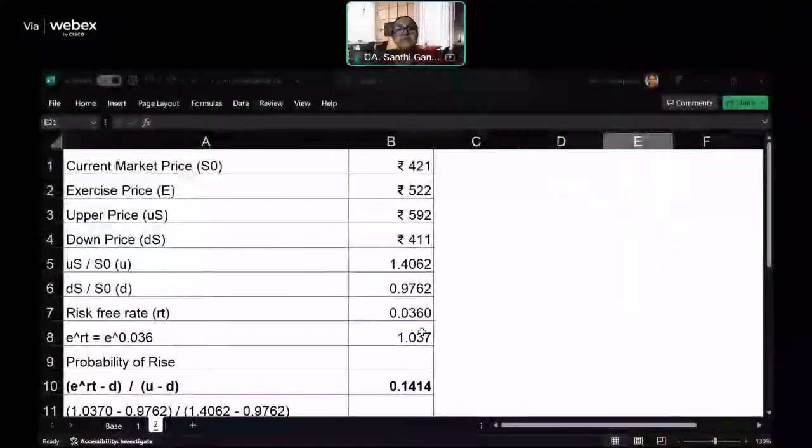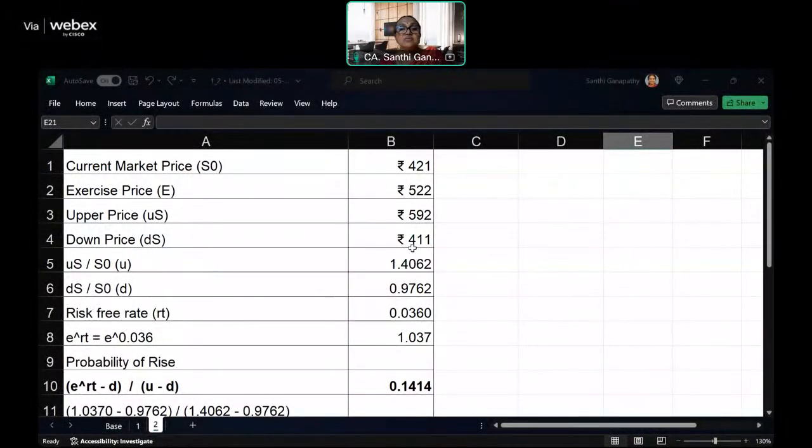So we already discussed how to find the probability. What do we have now? The current market price is there, the exercise price is there, the upper price and down price. So we can find U and D. U is the upper price as a ratio of the spot price and D is the down price as a ratio of the spot price. The risk free rate is there.